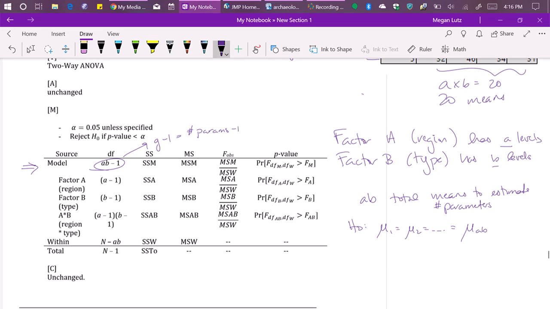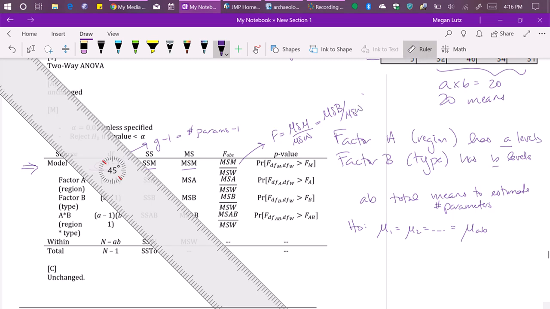And then we look across and we still have sum of squares for model and the mean squares for model, and then of course our F is still mean squares for model over mean squares within. This is still just MSB over MSW.